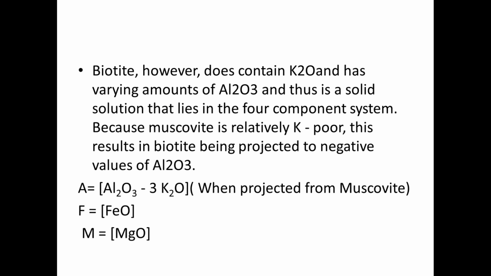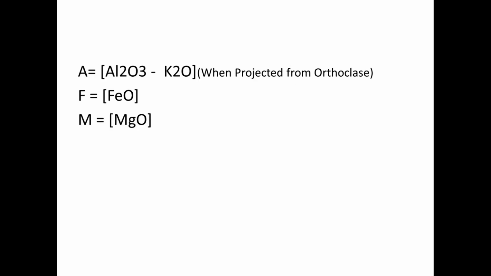Okay. Now see, when we project from muscovite, the formula of A is Al2O3 minus 3K2O. But when we project from K feldspar, then the formula is Al2O3 minus K2O. Because in muscovite, the Al2O3 to K2O ratio is 3:1, whereas in K feldspar, the Al2O3 to K2O ratio is 1:1. Next, we have F equal to FeO and M equal to MgO. Now in this diagram, we can clearly separate MgO and FeO.